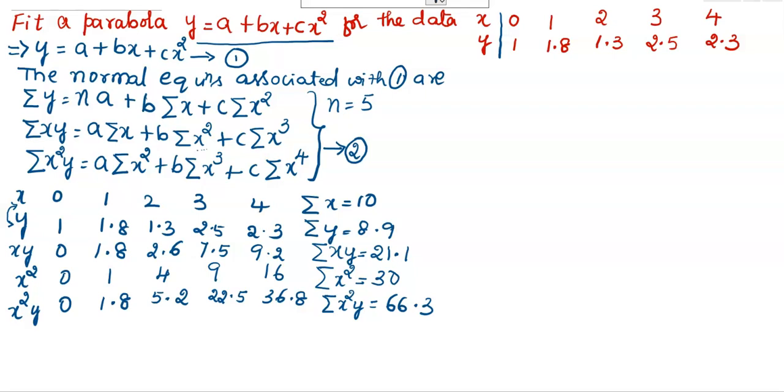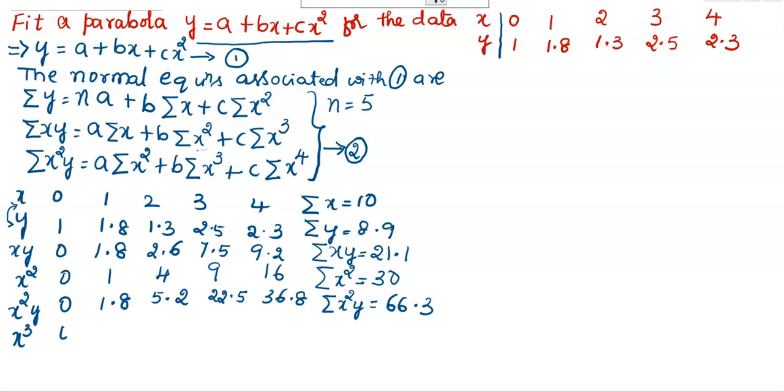Okay. See, in the normal equation, we found the summation y, we found the summation x, and summation x square also we found, and xy, x, it's already here. X square we already found, x cube we needed, right? So you have to determine the x cube. So how will you find out the x cube? Take the x data, cube it.